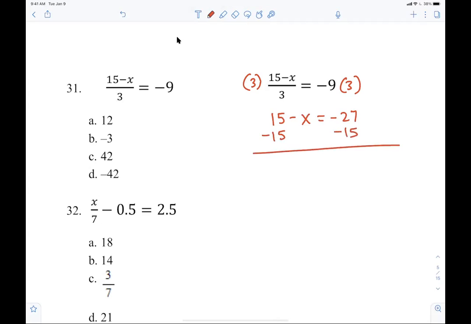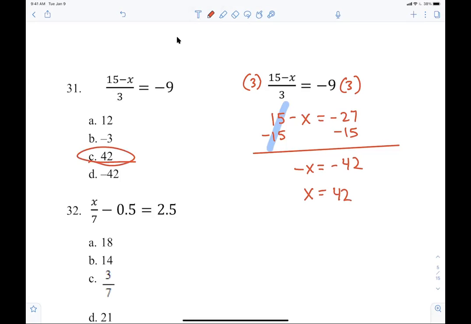Now here's why this one's tricky. Because these cancel, but what is left on the left side? Not x, but negative x equals -42. Negative x equals -42. Now, does everybody remember the negative sign means change all signs? So the negative x becomes a positive x, and the -42 becomes a positive 42.